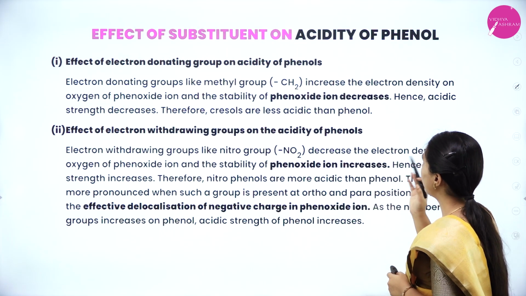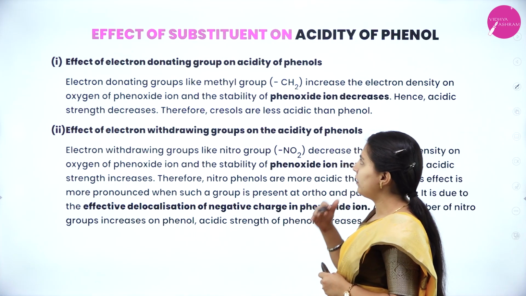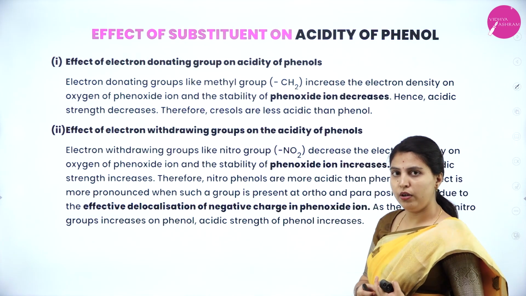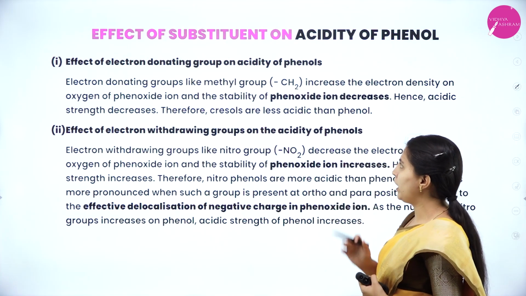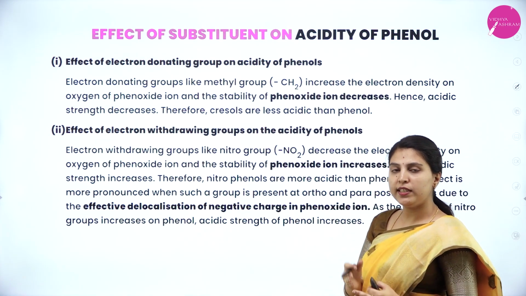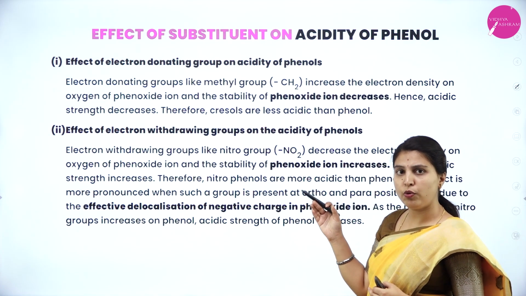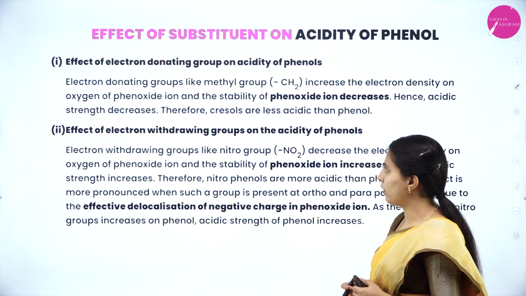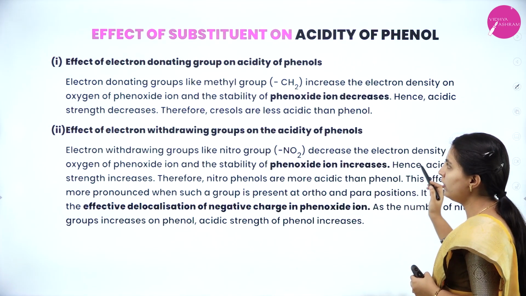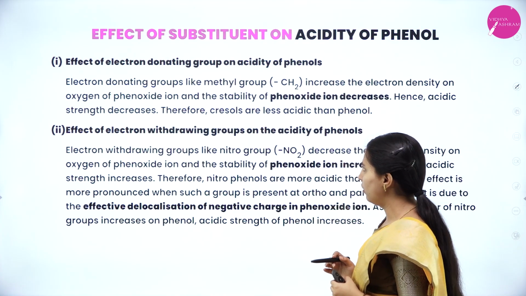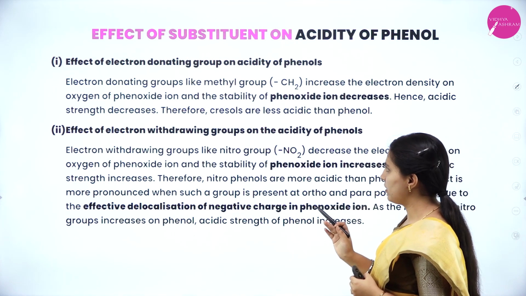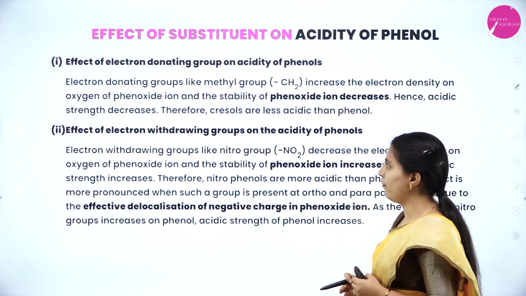Effect of substituent on acidity of phenol. When substituents are present, what will be the effect on the acidity of phenol? We will see now. Effect of electron donating group on acidity of phenol. If the substituent attached to the phenol is an electron donating group, what will be the effect on acidity? Electron donating groups like methyl group increase the electron density on the oxygen of phenoxide ion and the stability of phenoxide ion decreases. Hence, acidic strength decreases, therefore cresols are less acidic than phenol.